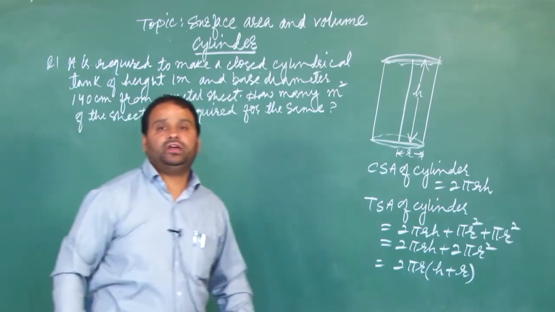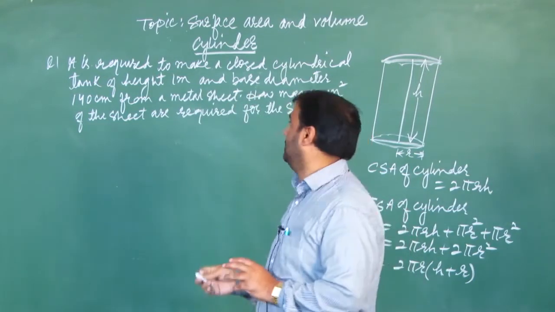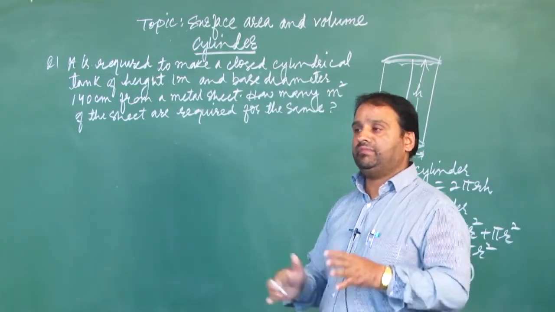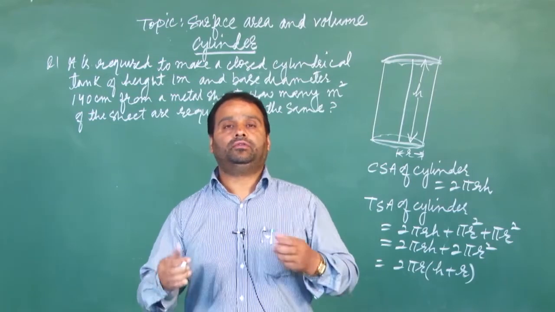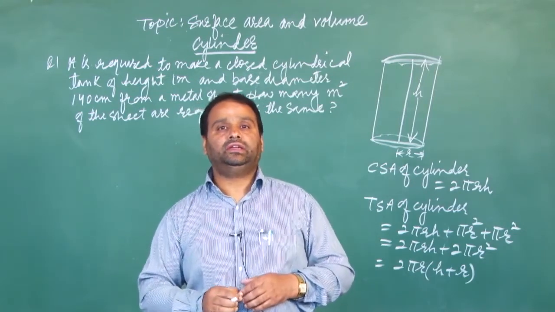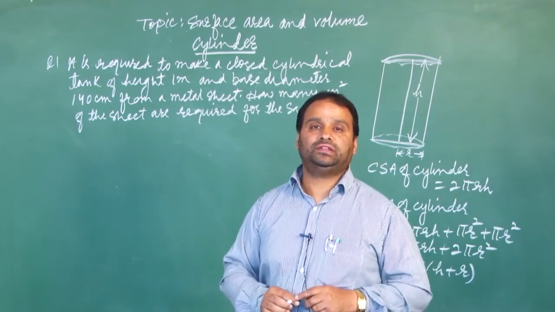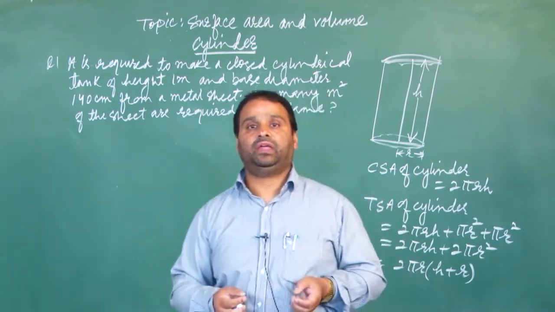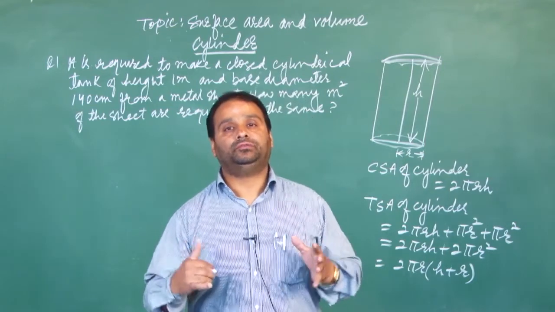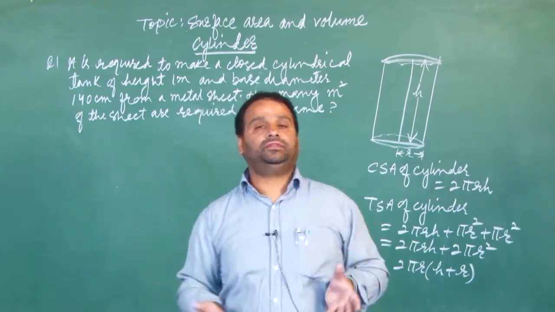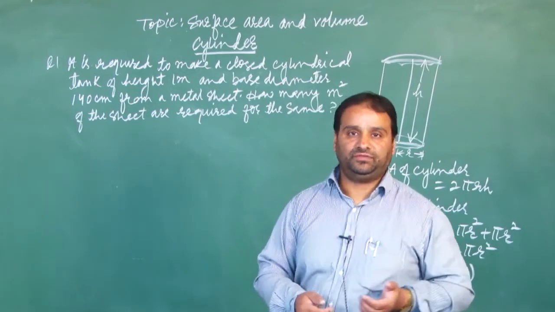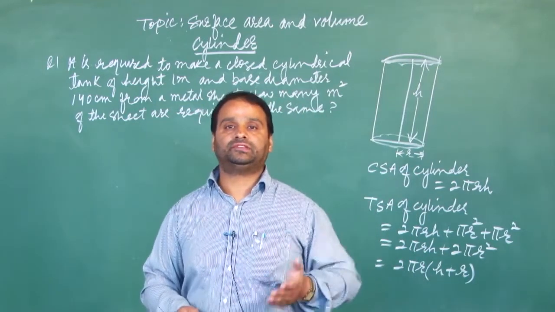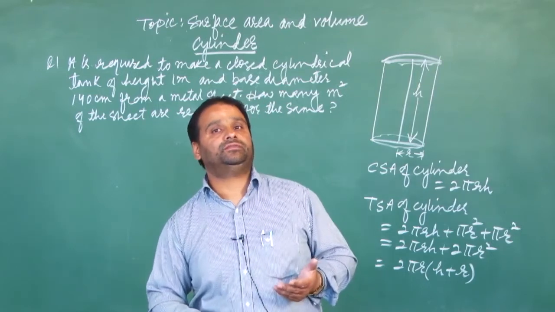Now we need to analyze that question and understand what it says. We are going to make a closed cylindrical tank, and for the metal sheet required for making that cylinder, we need to find the total surface area of the cylinder. It is a closed cylindrical tank, that means the curved surface and the top and bottom bases are to be added, and the whole surface area of the cylinder will become its total surface area. So this question is simply the question where we have to use the formula of total surface area of a cylinder.